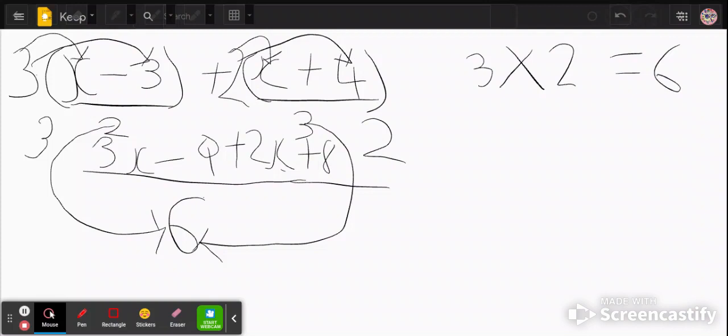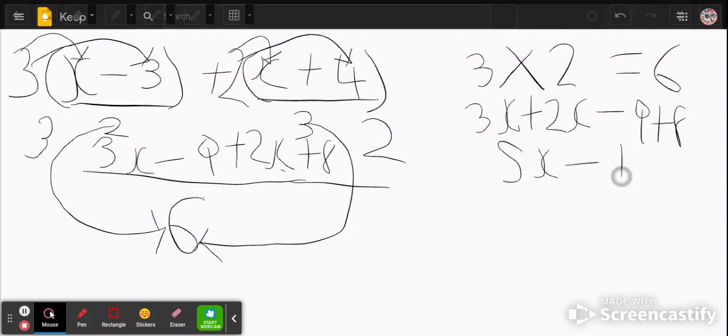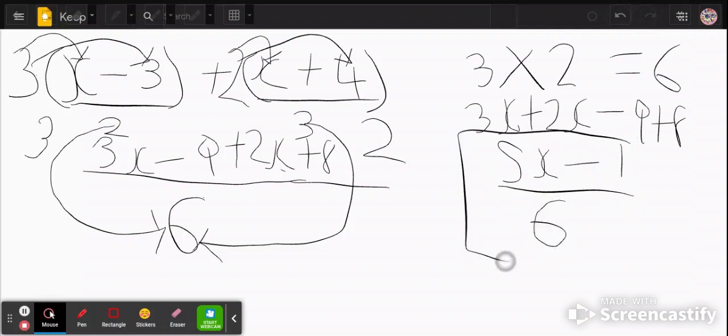So now we have 3x minus 9 plus 2x plus 8. So now we need to group the like terms. So 3x plus 2x, minus 9 plus 8, right? All right. So 3x plus 2x will give us 5x. Minus 9 plus 8 will give us minus 1. So 5x minus 1, and we retain the denominator of 6. So therefore, this is our answer: 5x minus 1 over 6.